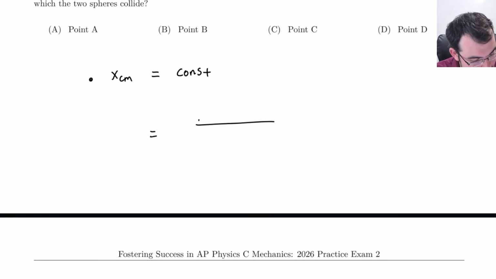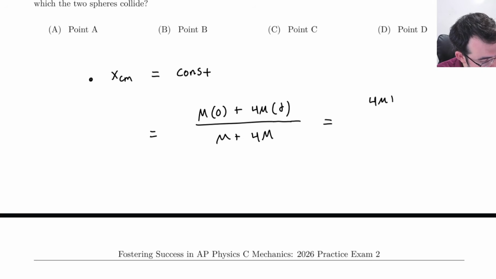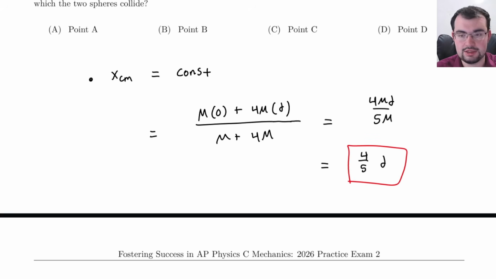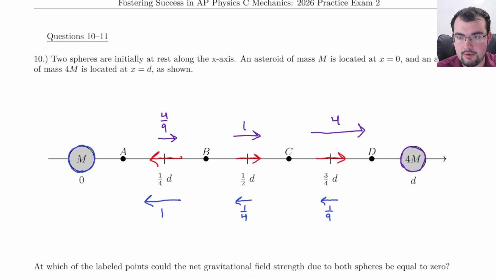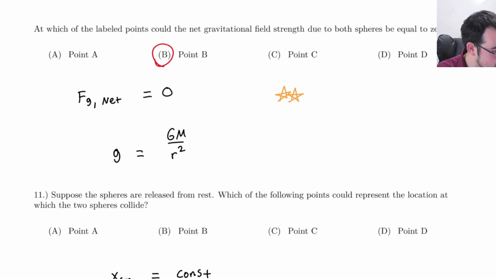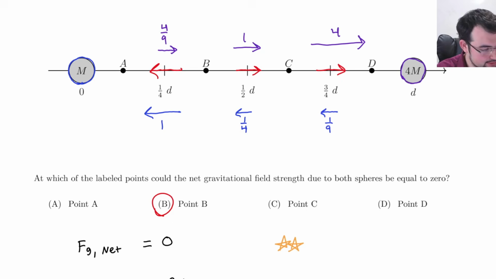So we have a 1m mass located at 0, and we have a 4m mass located at d, and our total system mass would be 4m plus 1m. So we just get 4md divided by 5m, which would be 4/5 times d. So if we look at what region contains that, well, it's going to be this point D right here, because 3/4 is 0.75 and 4/5 is 0.8. So it's just slightly beyond this tick mark.